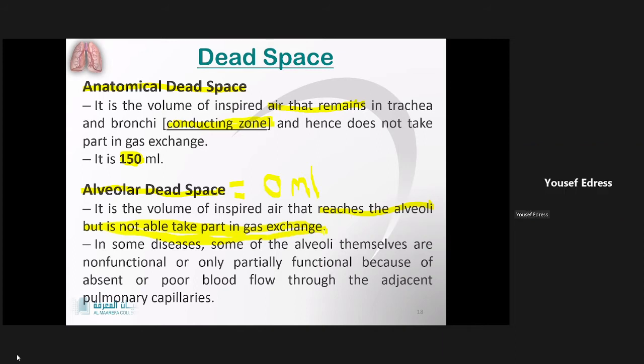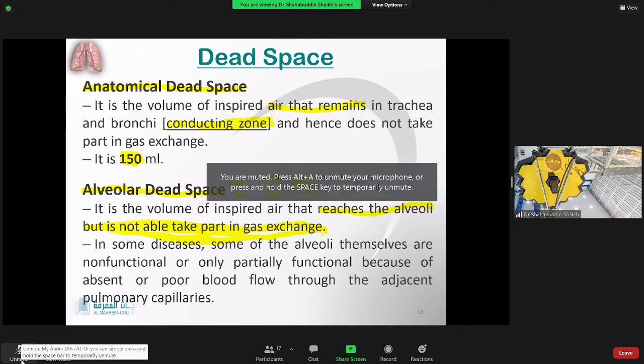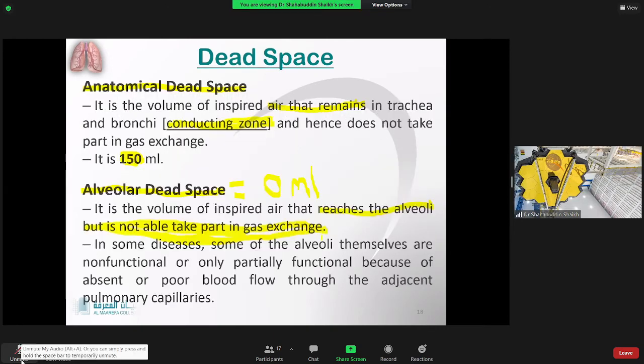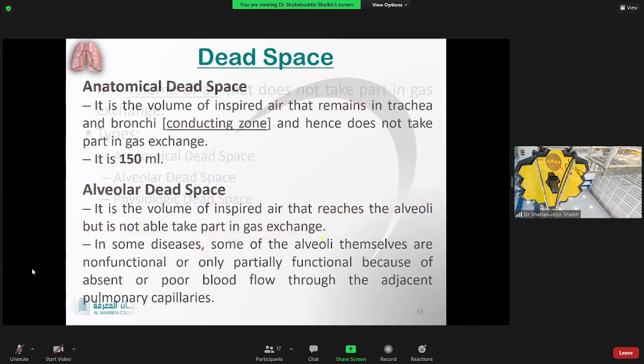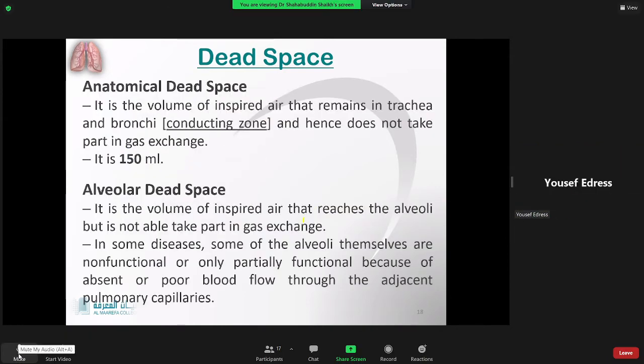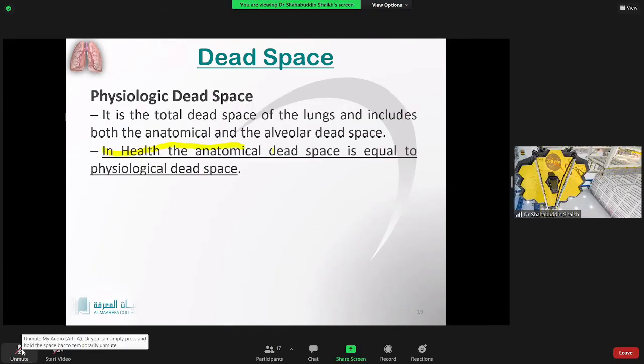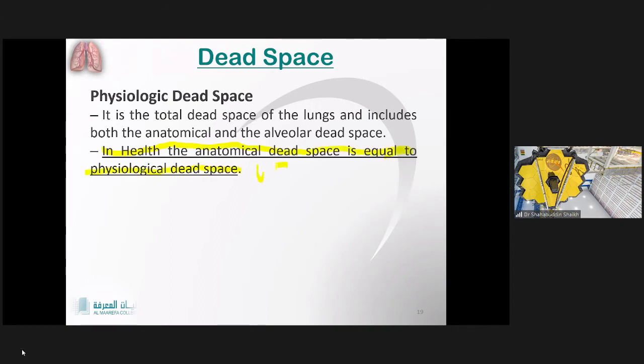Okay. Now, what is physiological dead space? Anatomical plus alveolar is equal to physiological dead space. How much is physiological dead space in normal people? 150. Same as anatomical dead space. So in healthy persons, the anatomical dead space is equal to physiological dead space, yani 150 milli normally. So we use this to calculate alveolar ventilation, which we have already seen.